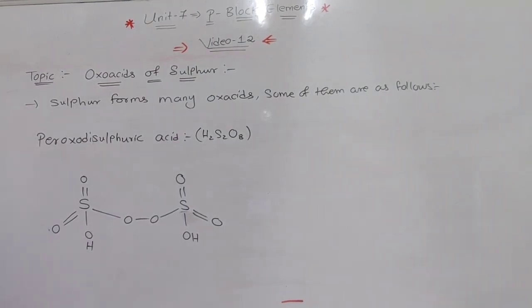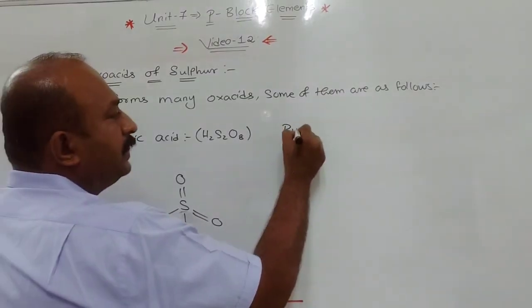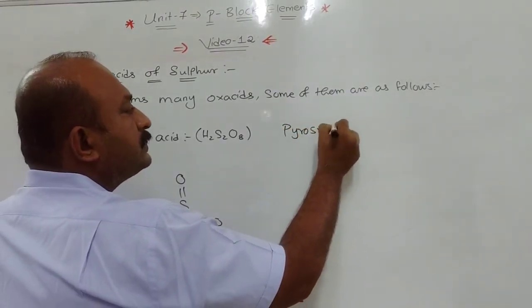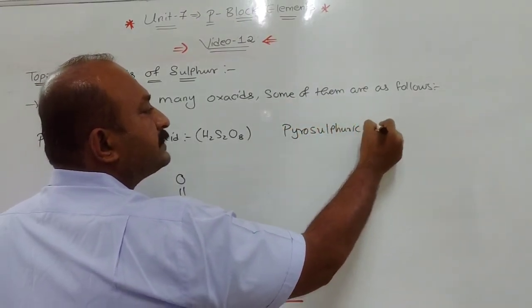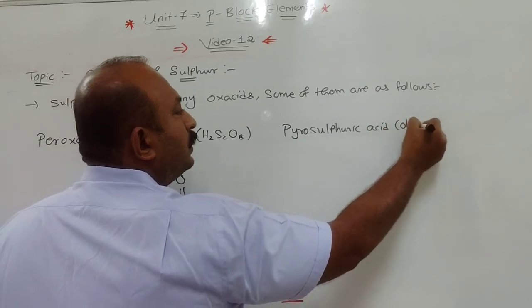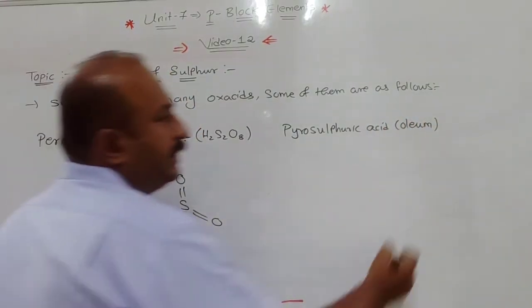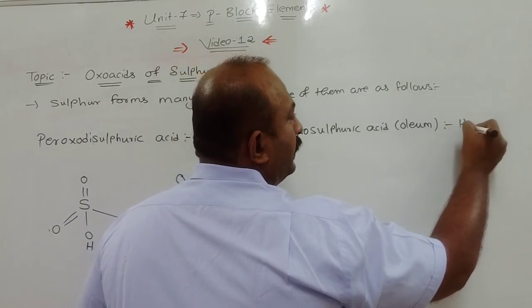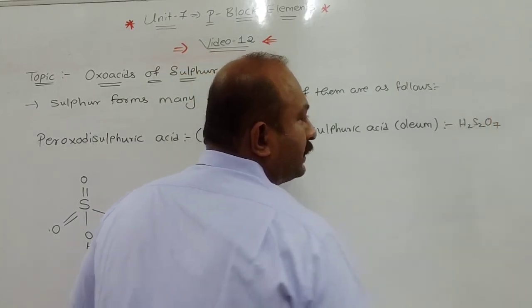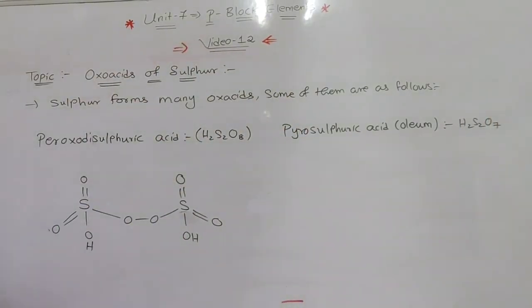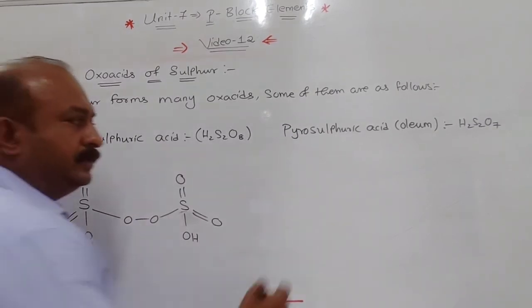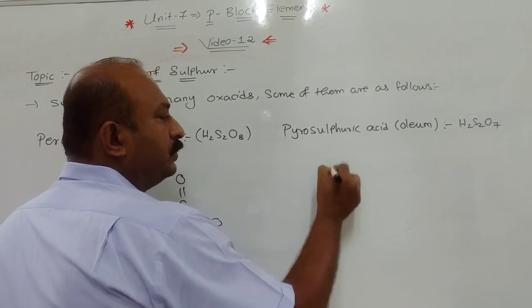Then pyrosulfuric acid, that is oleum. Pyrosulfuric acid, that is what we call oleum. Oleum is also what we call fuming sulfuric acid. The formula is H2S2O7. This is the formula of oleum, H2S2O7.